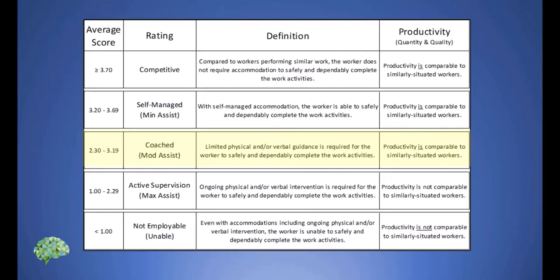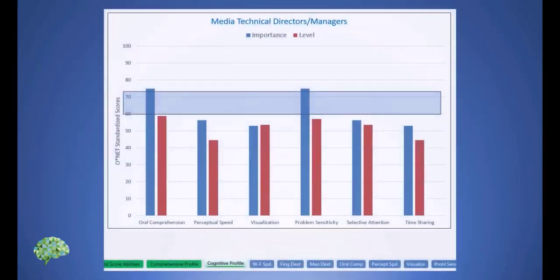OTs also call this the mod assist level, in which limited physical and/or verbal guidance is required for the worker to safely and dependably complete the work activities. Between not employable and competitively employable, the three mid-range levels on the Employability Rating Scale describe levels for potential accommodations of the client as a return to work is contemplated. In addition to the Employability Rating Scale score, we can estimate the client's range on the ONET variables that are specifically related to their occupation through the use of the OTAP charts.